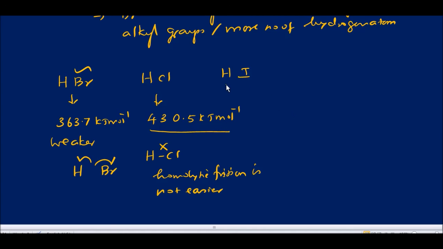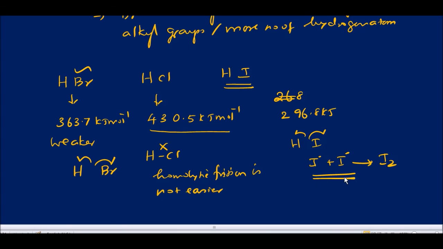But hydrogen iodide has the lowest bond energy, approximately 296.8 kilojoules per mole. It can readily form free radicals, but the iodine free radicals combine with each other to form iodine molecules. That's the reason why HBr is always selected in the case of the peroxide effect. So that's the explanation about the peroxide effect.